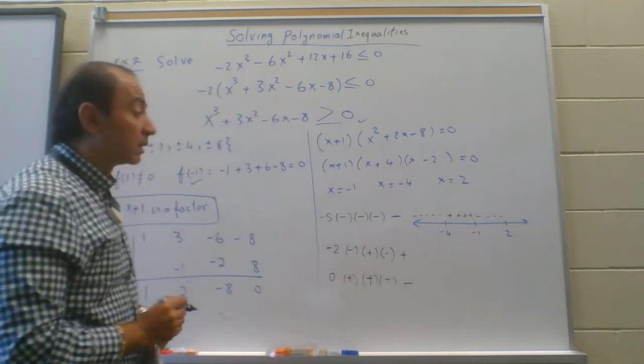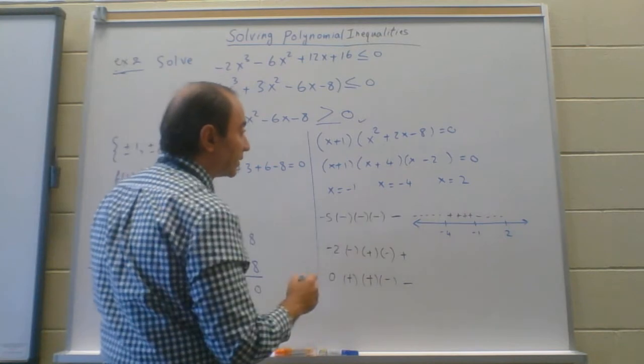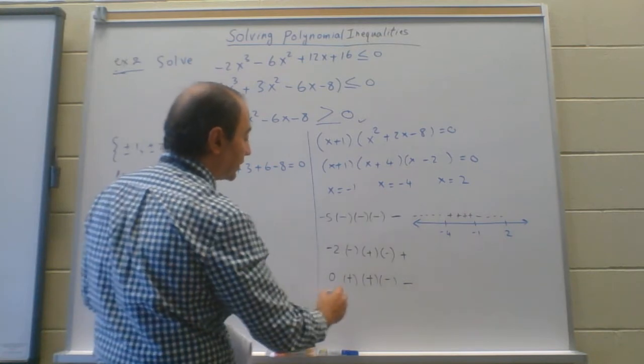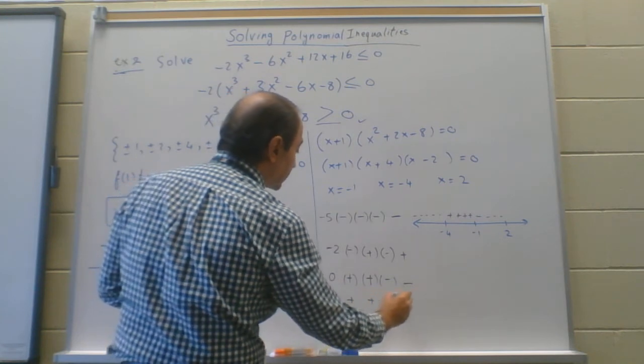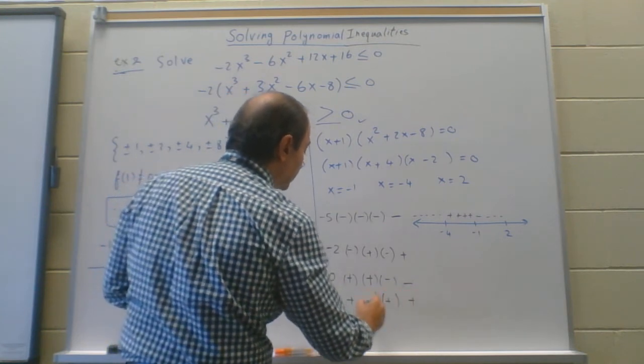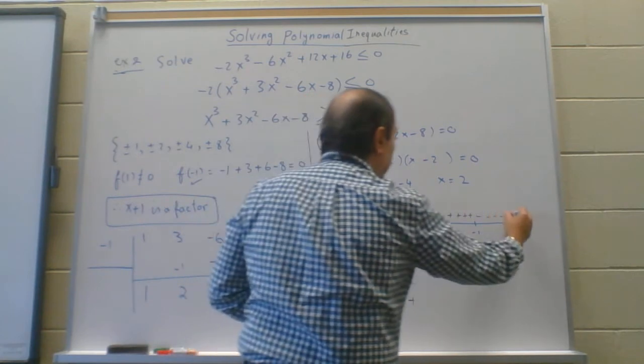Then I choose a value greater than 2. Everything will be positive in this case. Let's say 3, positive, positive, so the end result will be a positive interval.